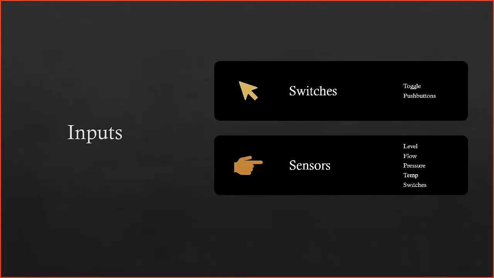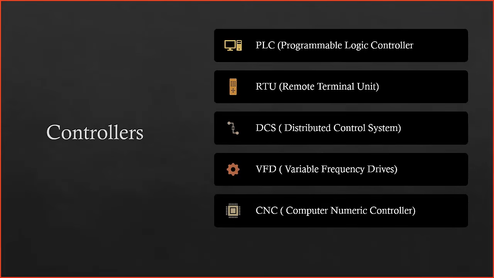Talking about inputs, there may be more, but some examples are here. The switches and sensors. Switches may have a toggle button, push buttons. Sensors may include level, flow sensor, pressure, temperature switches, detectors like fire and gas detectors.